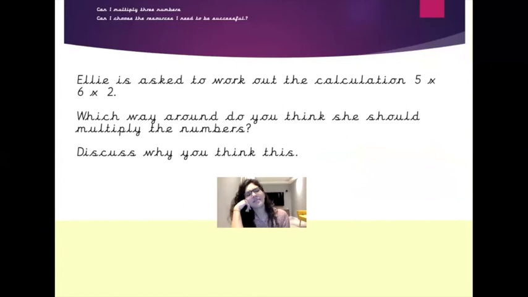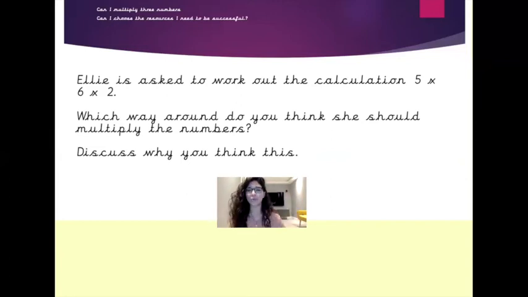So let's think about this question. Ellie is asked to work out the calculation 5 times 6 times 2. Which way around do you think she should multiply the numbers? Discuss why you think this. So you can pause the video, you can talk to your adult, or you can just think to yourself. Which way around do you think she should multiply the numbers?